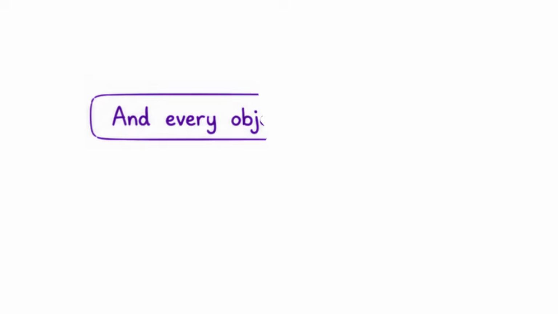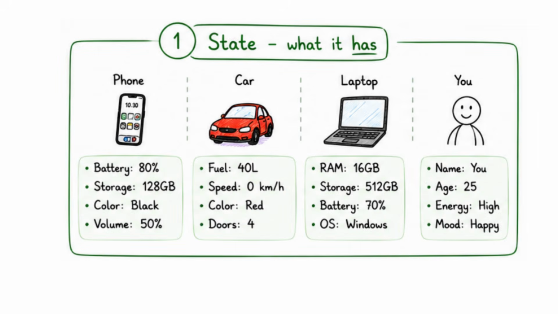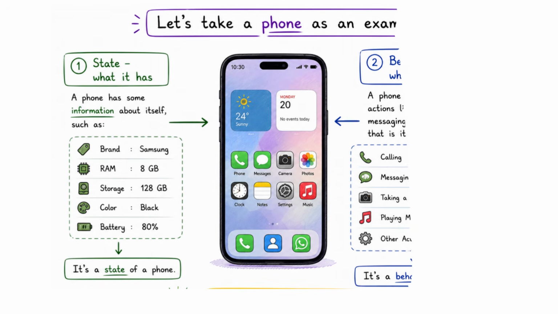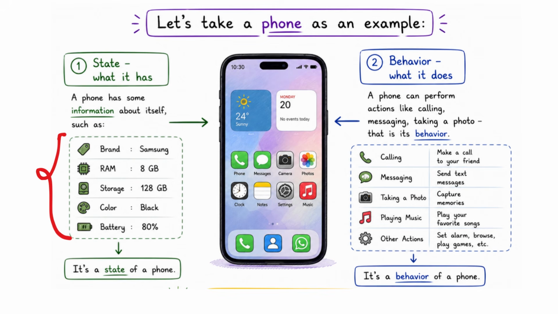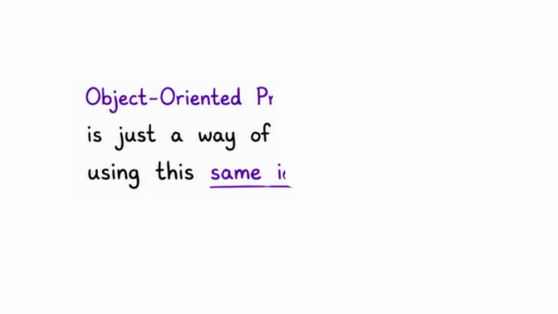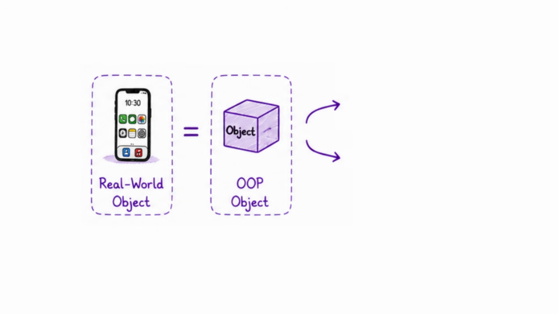And every object has two things: state, what it has; behavior, what it does. Let's take a phone as an example. A phone has some information about itself, such as brand, RAM, storage, etc. It's the state of a phone. A phone can perform actions like calling, messaging, taking a photo. That is its behavior.